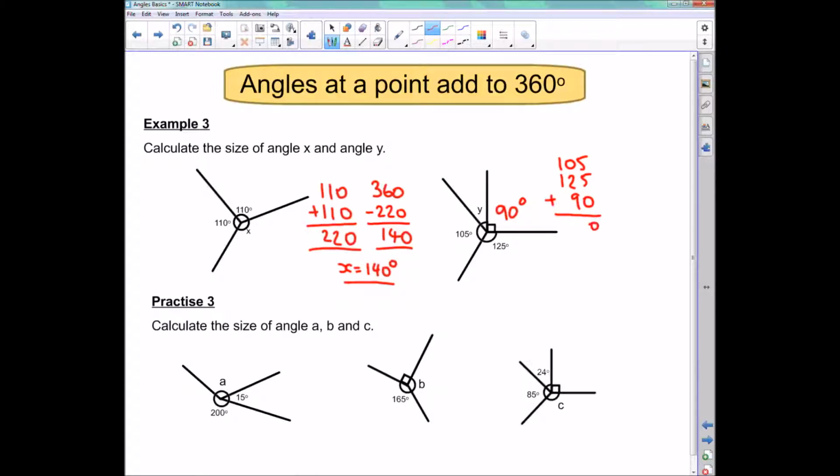5 and 5 is 10. 2, 9, and 1 is 12. 1, 1, and 1 is 3. Now I need to do 360, take away 320. 0 and 0 is 0. 6 take away 2 is 4. 3 take away 3 is 0. So that means that Y must be 40 degrees.